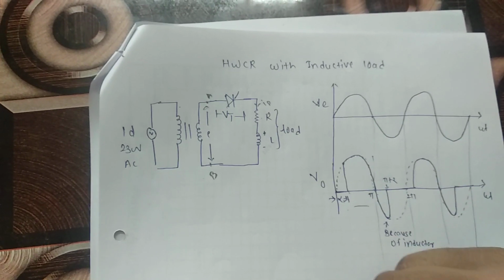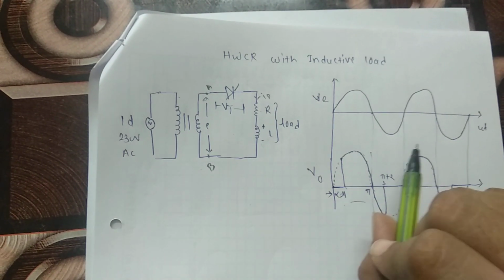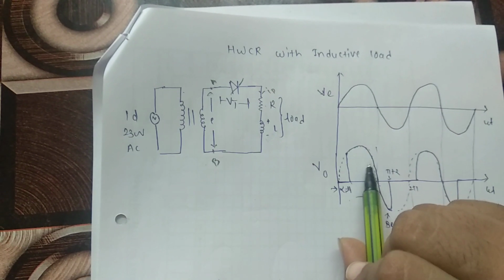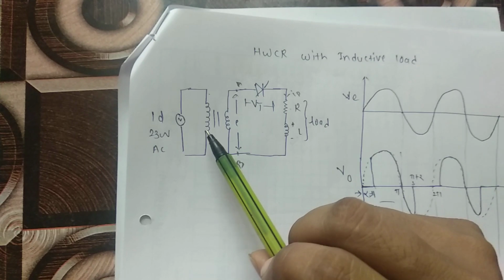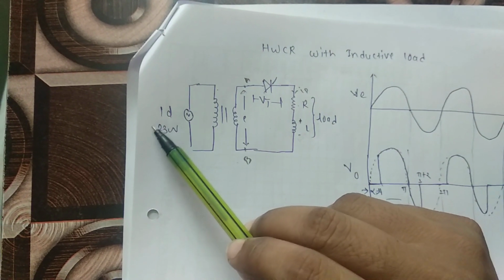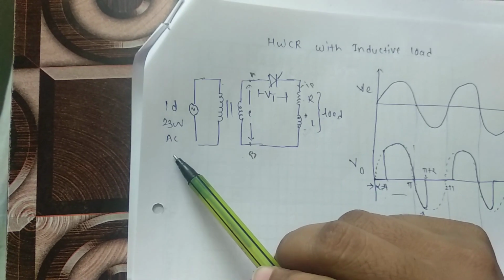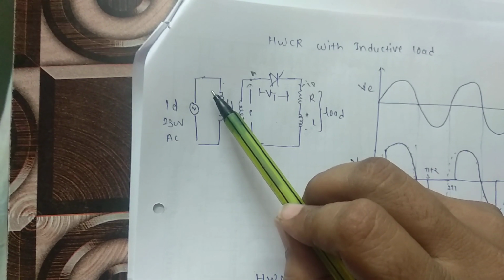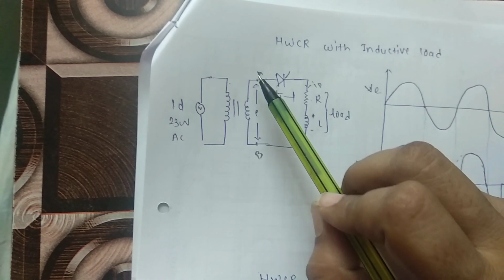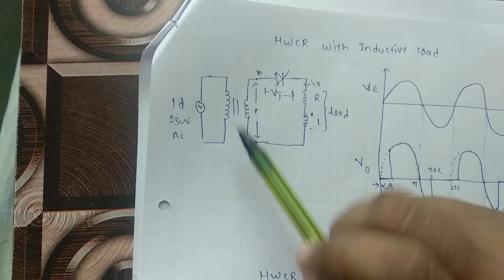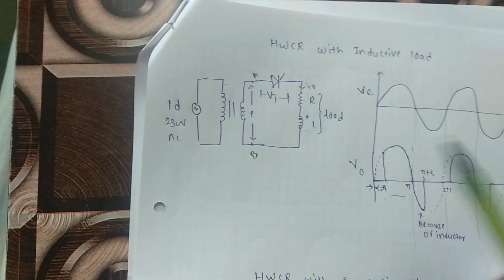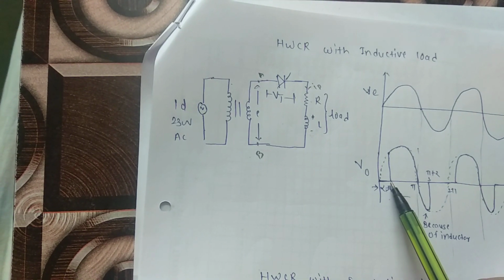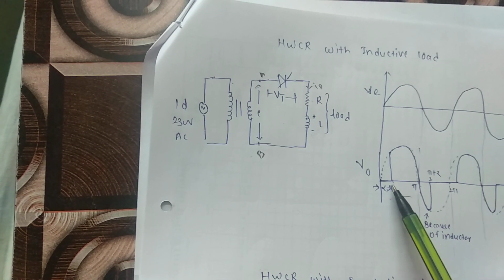Now we will see the operation during the positive half cycle and during the negative half cycle. Here is the circuit diagram, and here the output voltage waveform for the operation of half wave control rectifier with the inductive load. Here we have used a step down transformer. The input given to the step down transformer is a single phase 230 volt AC. Now during the positive half cycle, that is from 0 to pi, terminal A becomes positive and B becomes negative. So our SCR gets forward biased, and as soon as we apply the gate pulse at an angle alpha, the firing angle alpha, at this point we have applied a gate pulse to the SCR.